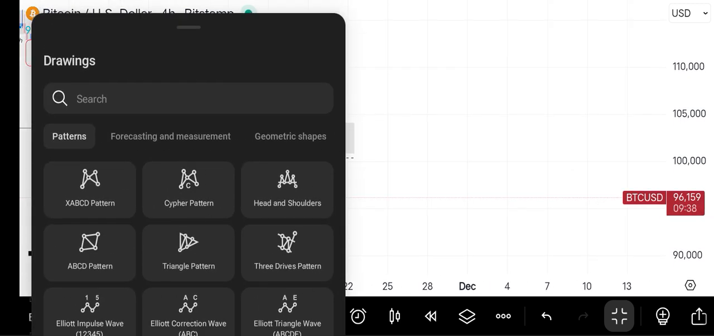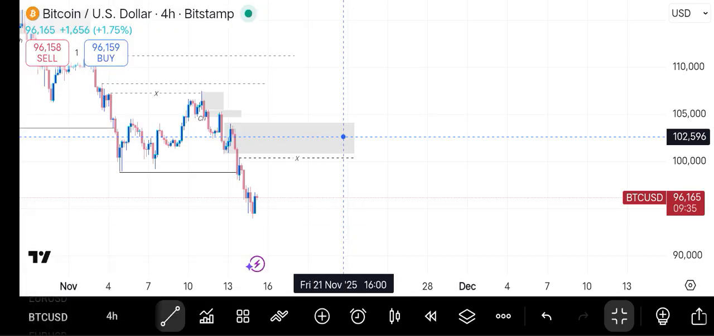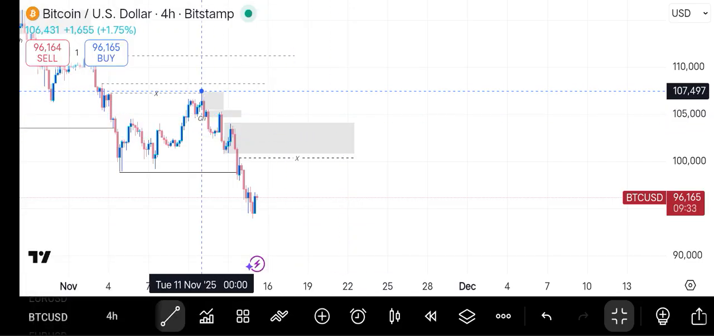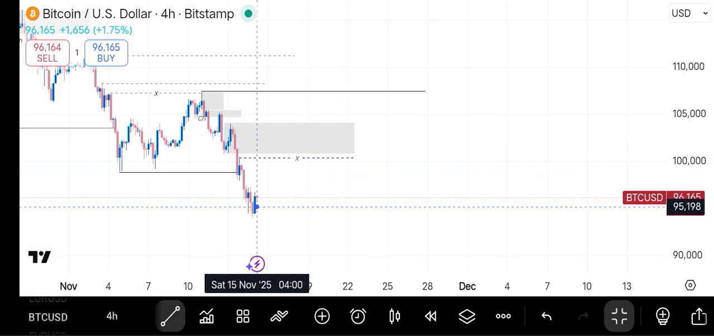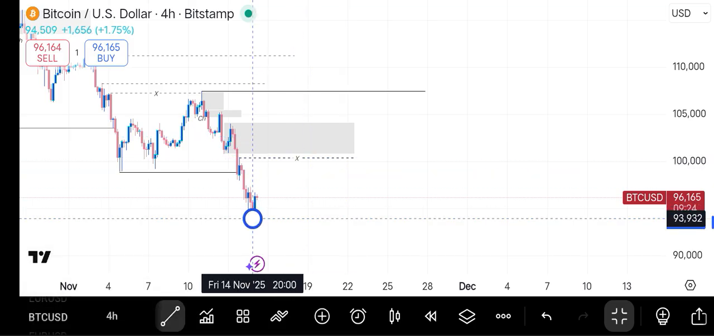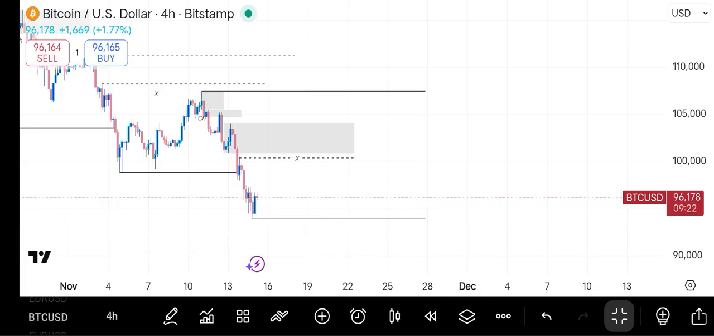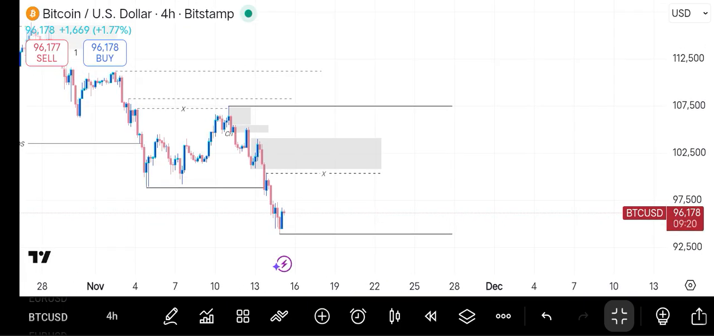Guys, this strategy, oh my God, I love it. I freaking love it. It is so nice. It's so relaxing. It's not complicated, guys. Just simple price action.